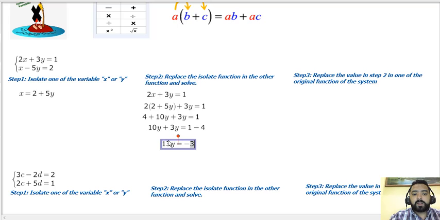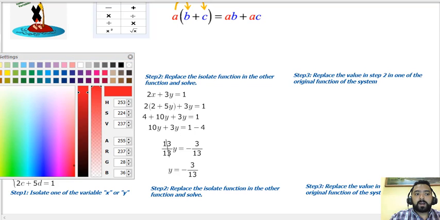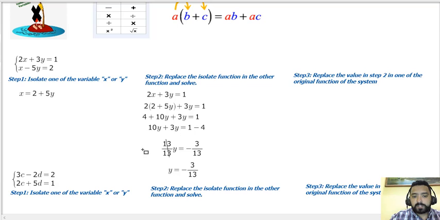Then we divide both sides by 13 because we need to isolate the variable y, and 13 divided by 13 gives us 1. So remember, we divide both sides by 13 because we have to keep the equality. So it's going to be negative 3 over 13 because you cannot reduce this fraction. So at the end, our value for y is going to be negative 3 over 13.